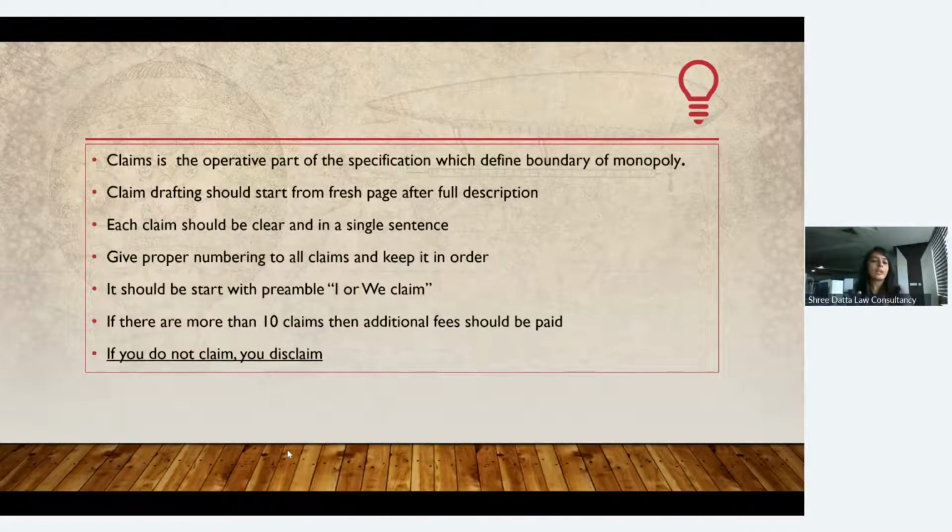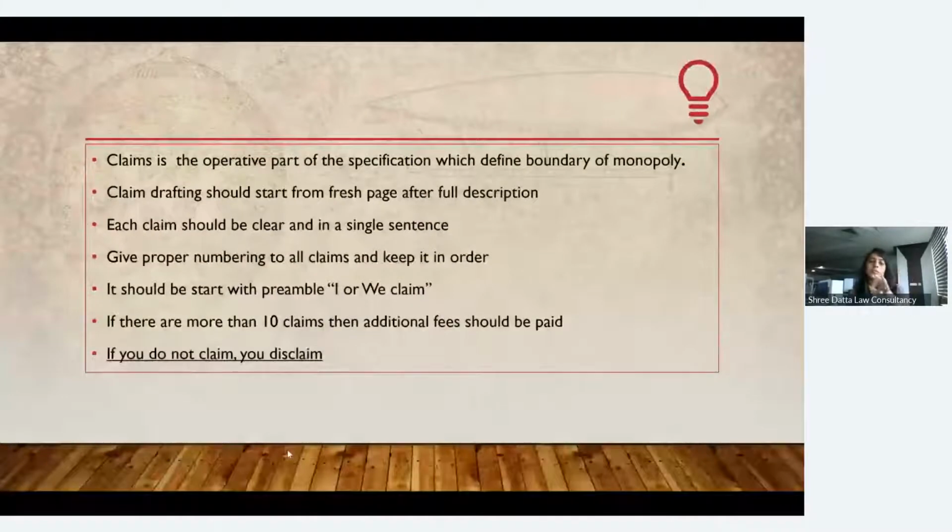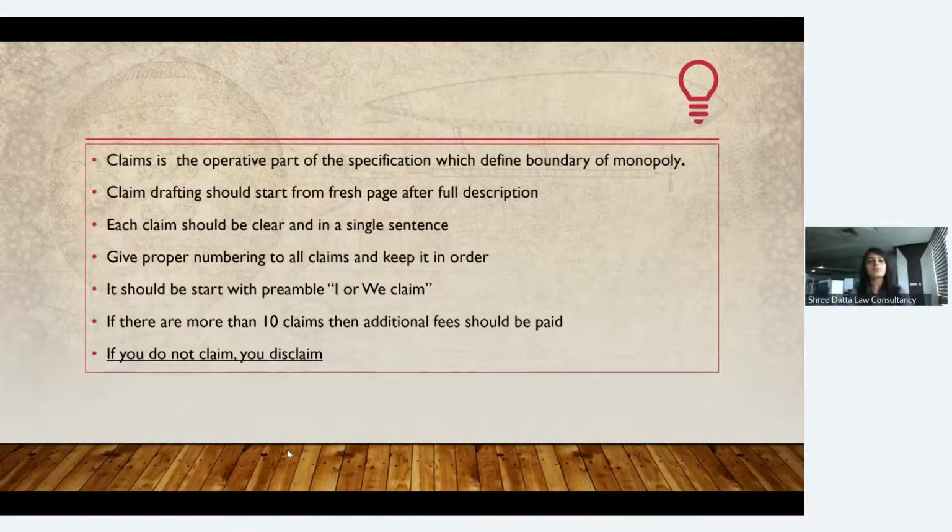And if you do not claim, that means you have disclaimed. If you write alcohol, it covers alcohol. If you write in the claim that it is methanol, then you are disclaiming any other alcohol other than methanol, meaning ethanol, propanol. So claiming methanol means you are not claiming ethanol or propanol. So you are disclaiming. If anyone wants to use the disclaimed part, ethanol or propanol, then they can use it, and they come out of your patent application.